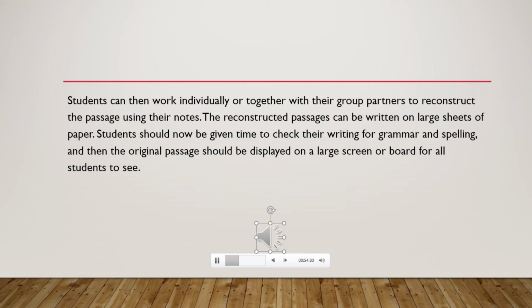It should be accurate, and the students should look at their grammar and spelling and should compare what they've written down with what was in the original passage, and that should be displayed on a screen or a board, and the students can compare their work, which some of them may have written on a large sheet of paper, or they can just continue looking on their own individual sheets. But the idea is to compare their reconstruction with the original text.